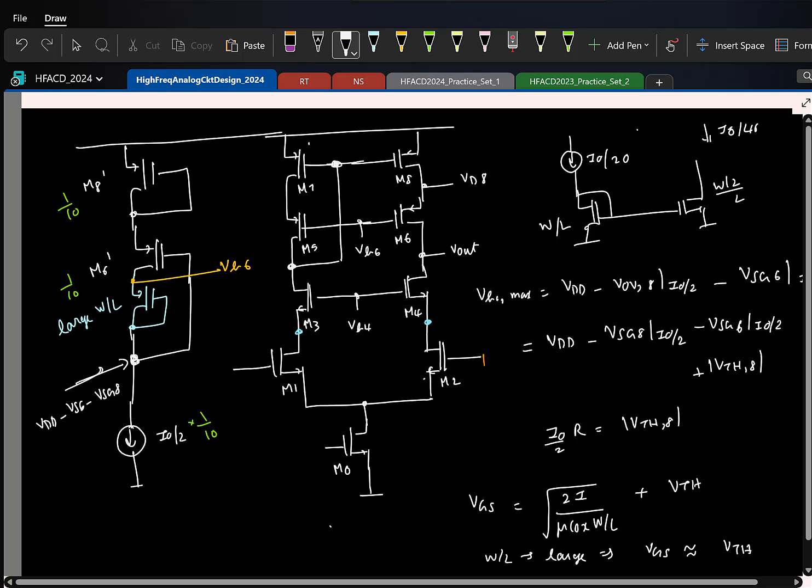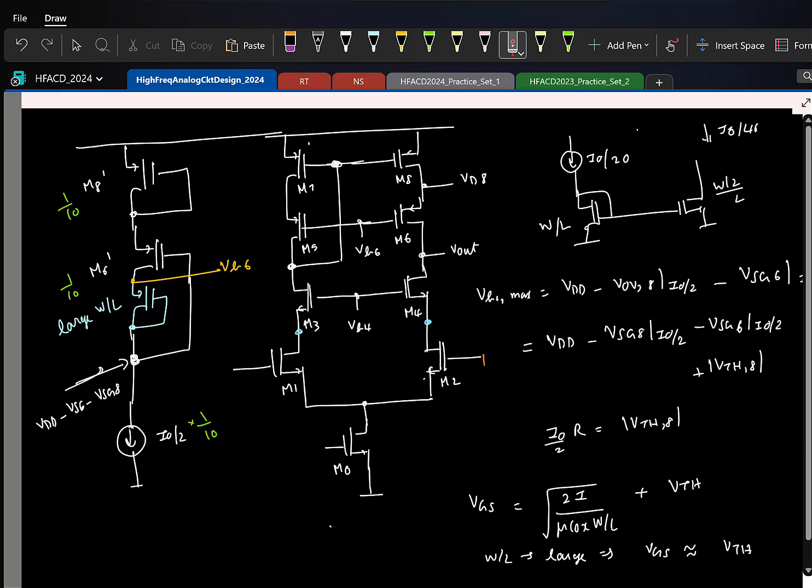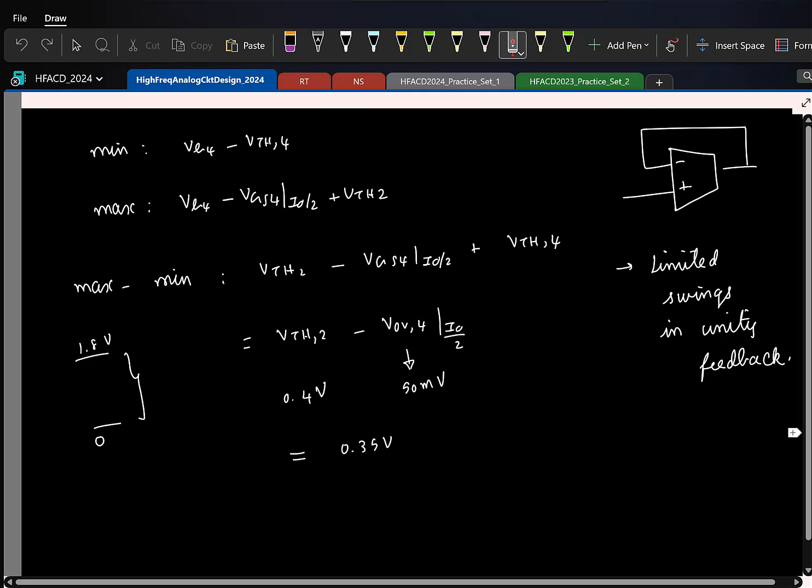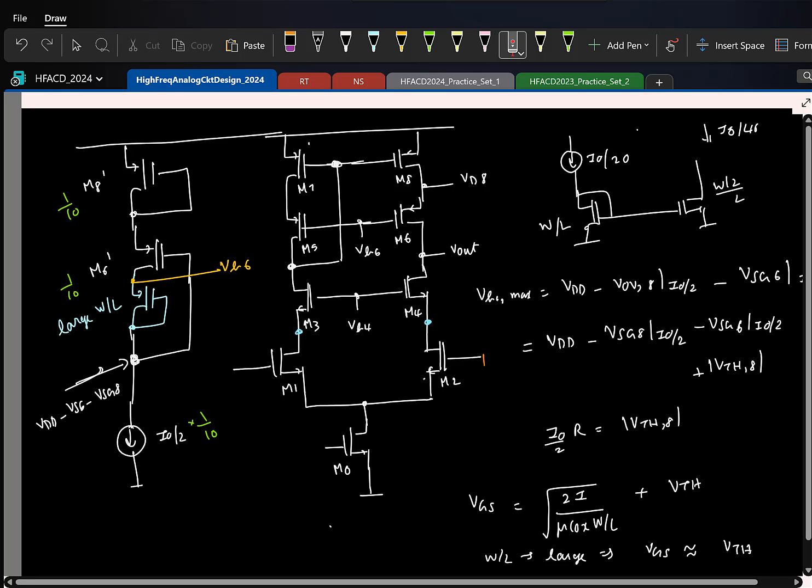Cool. So bottom line with the telescopic cascode is that we have a very high gain, but one issue is if you try to put it in unity feedback, as we saw in the last class, the swings you can have are limited. So that is one issue. So now we'll look at another.